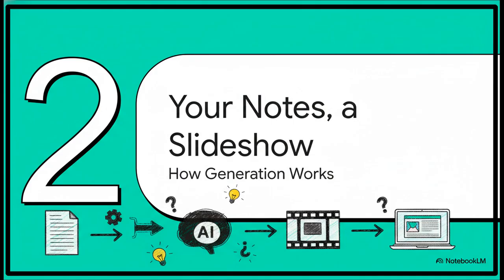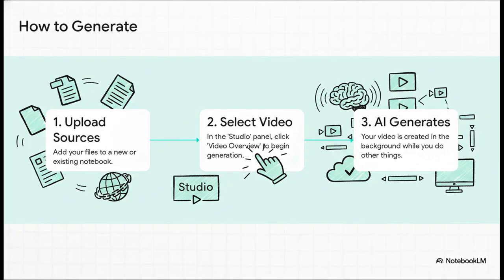Okay, so how does it work? You might be thinking it's some super complicated, techie process, but honestly, it's surprisingly simple. Let's just break it down. It really is just 3 simple steps. First, you upload your files. Could be PDFs, Google Docs, even web links, you name it. Then you head over to the Studio panel and you just click Video Overview. And that's it. The AI takes it from there, building your video in the background while you go do other things.